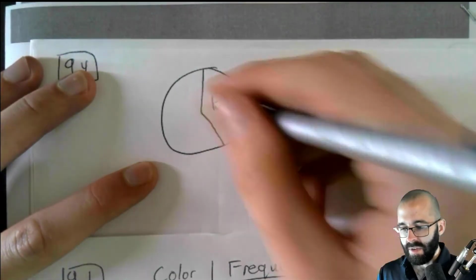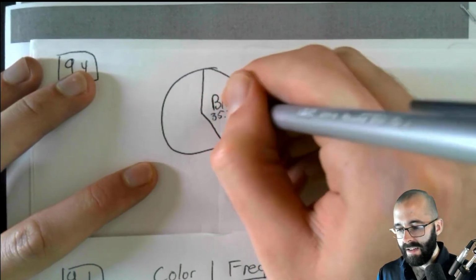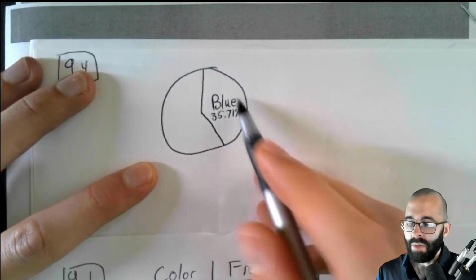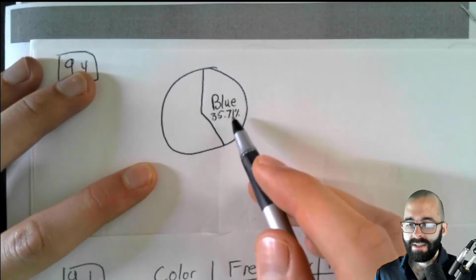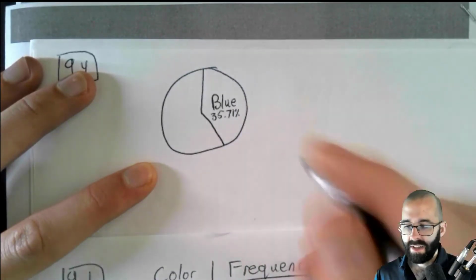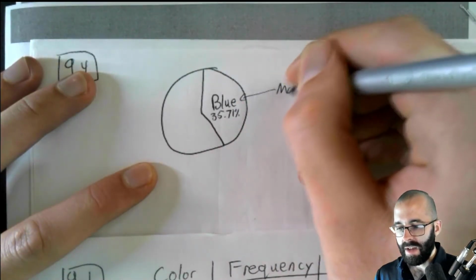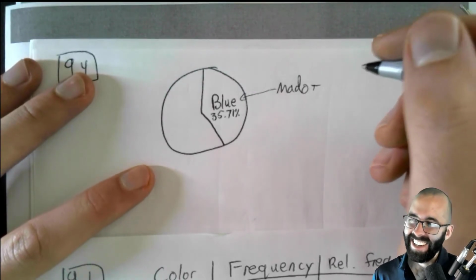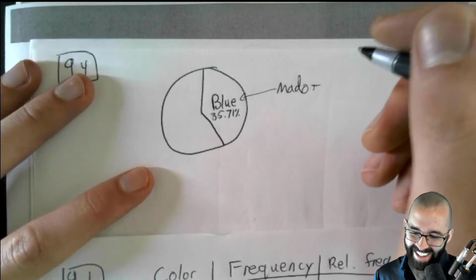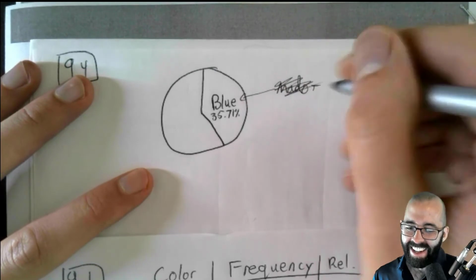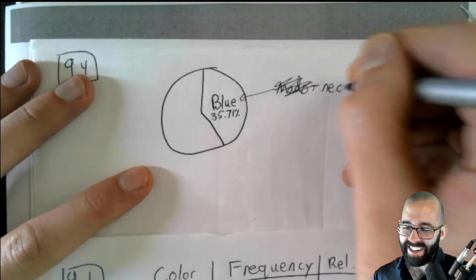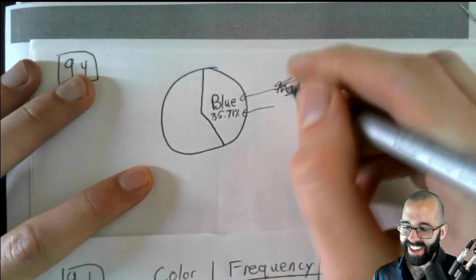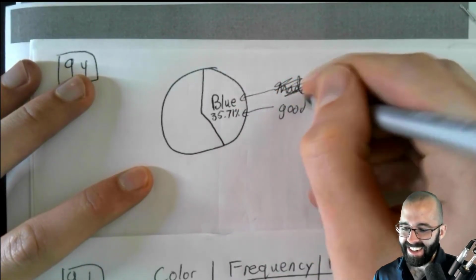You can also, if you really want to be great, label this blue and the relative frequency. Sometimes you'll have room for this, sometimes you won't. But you do need to label at least the blue part. Okay, so the blue part is mandatory. I know how to spell that word, and this is just good.